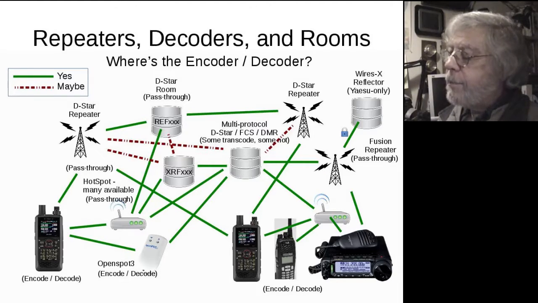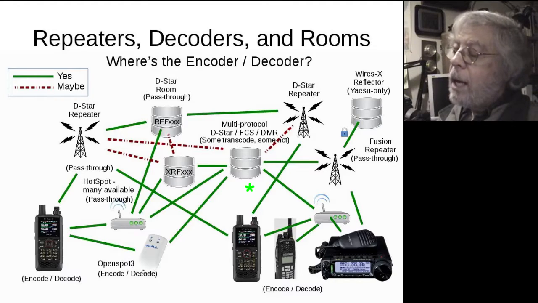The Yaesu repeaters have rooms of their own. They're called reflectors, WIRES-X. They're locked by Yaesu. They're only Yaesu ones, but we can talk to non-Yaesu ones from our equipment. There are some gateways that aren't locked down, and so we have a room that we can talk to from our repeater that doesn't do the voice transcoding.